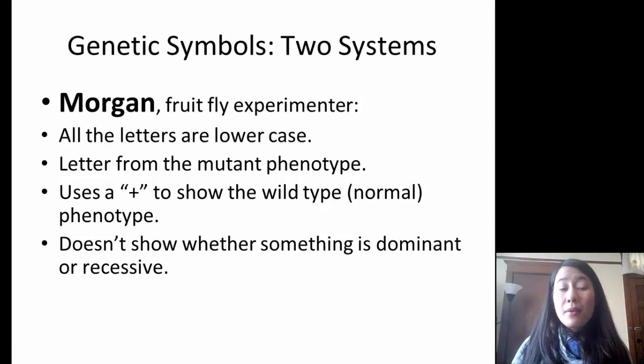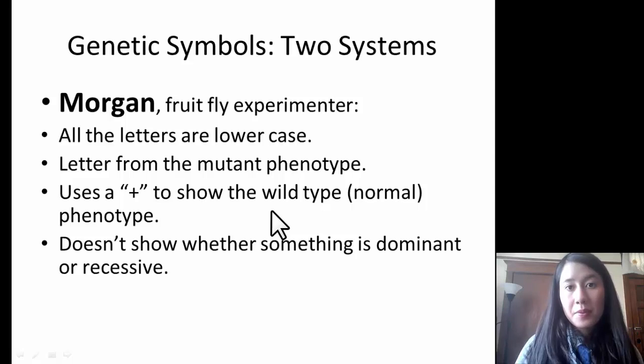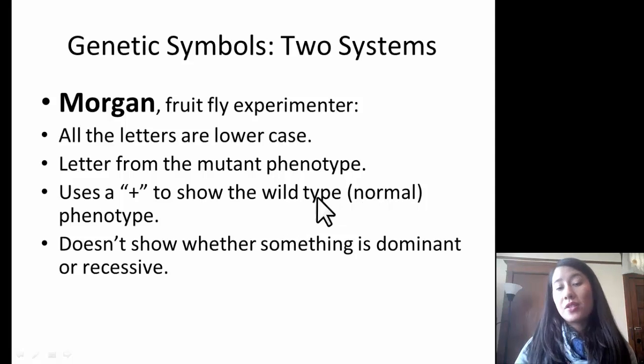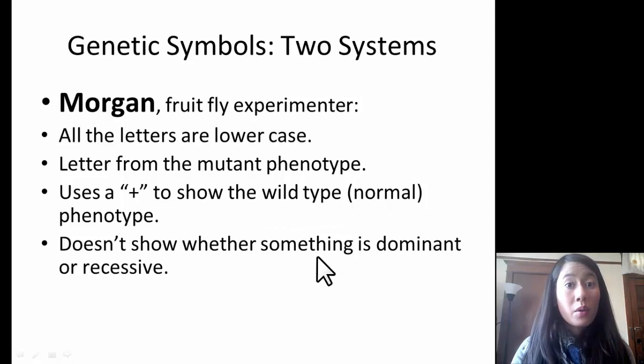So in Morgan's system, all of the letters that we see are going to be lowercase. The letter is going to be from the mutant phenotype, and Morgan uses a plus to show the wild type or normal phenotype. So we're going to be looking at wild types versus mutants instead of dominant versus recessive. Morgan's system doesn't actually show us whether something is dominant or recessive. We're going to have to kind of logic that out from what we see in the results of the crosses.